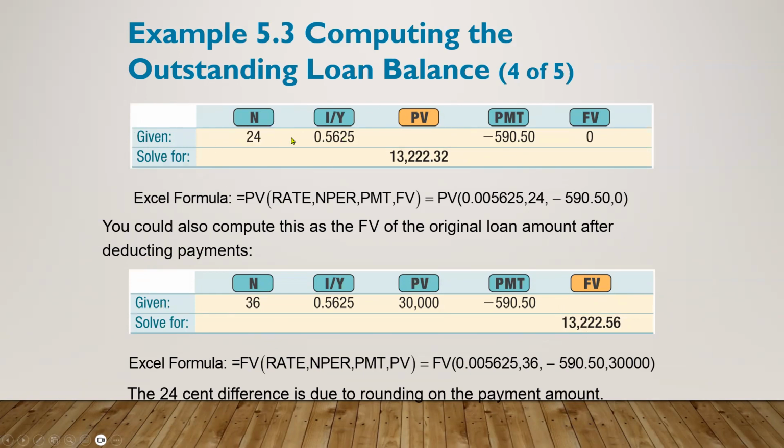So in this first example here, it shows where you input the information: 24 months, and then you have the interest rate. Then you have the payment, the $590.50. You come up with the $13,222.32. So the difference between this one and this one is that this is the 24 months remaining, and this is the 36 months.